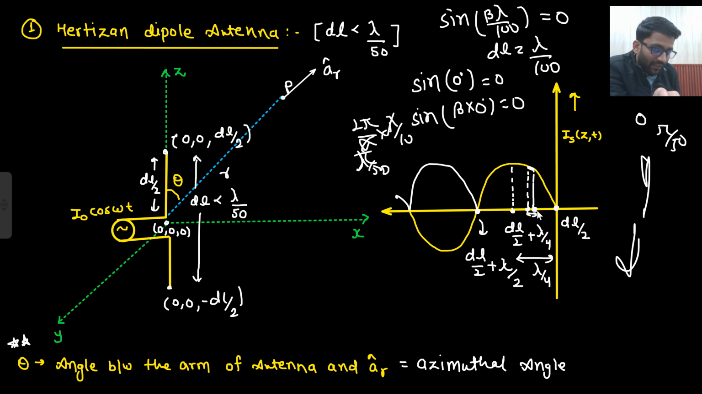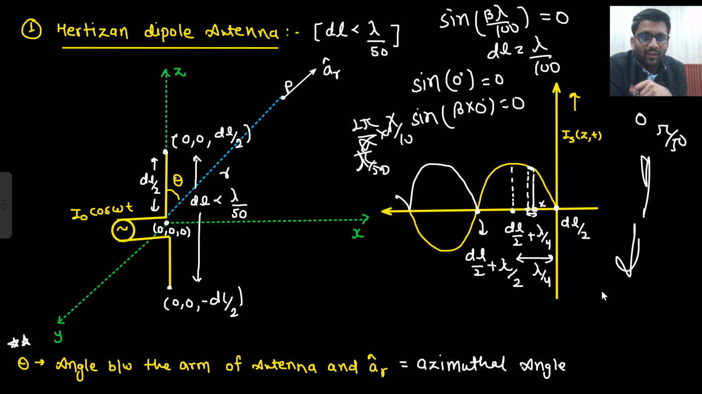What I mean to say is that if these values are changing very little, let us say here there is some x value, and now it has changed to x plus lambda by 100. So the value of your current did not change much. Are you getting this point? The value of current did not change much. So the current on the arms of a Hertzian dipole is uniform.